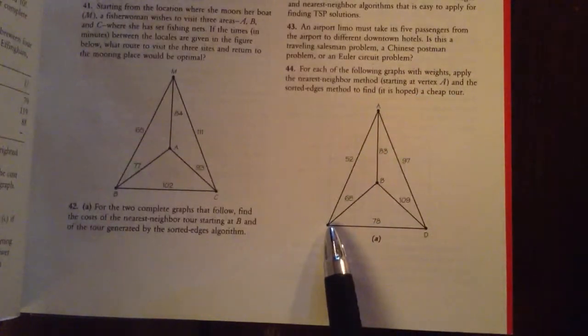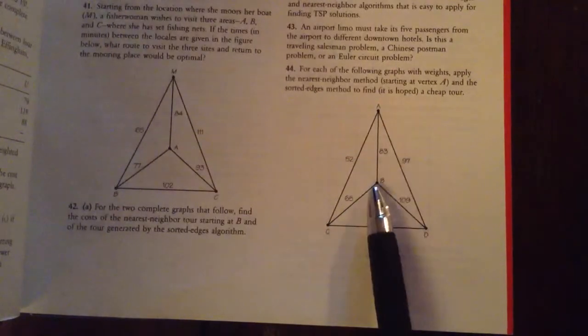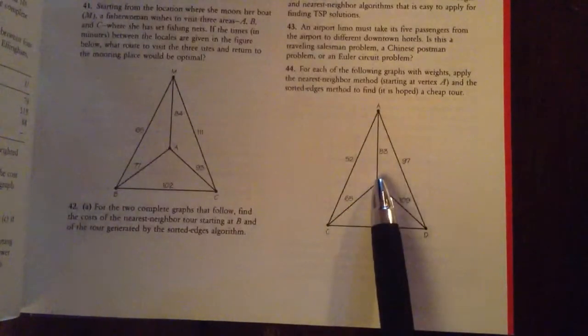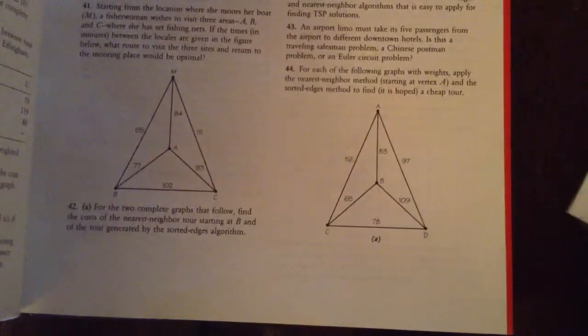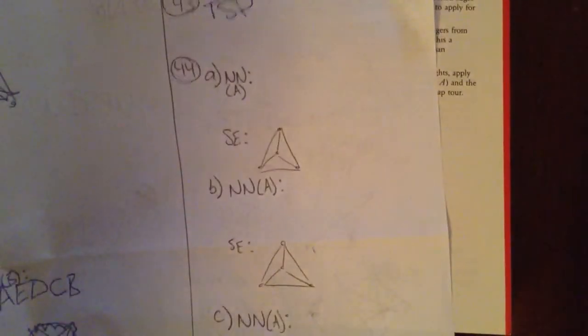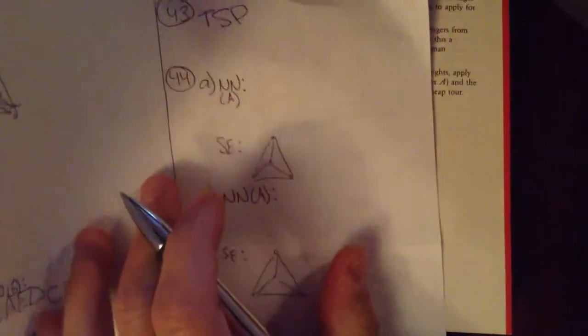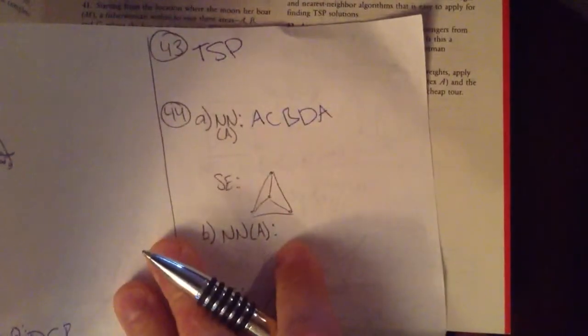Then from C we're going to take the cheapest edge, which goes to B. After that, we've gone here and here. The only place left to go is D and back to A. So that would be our nearest neighbor. For 44 A, nearest neighbor, starting at vertex A, tells us to go A, C, B, D, and back to A to complete the circuit.